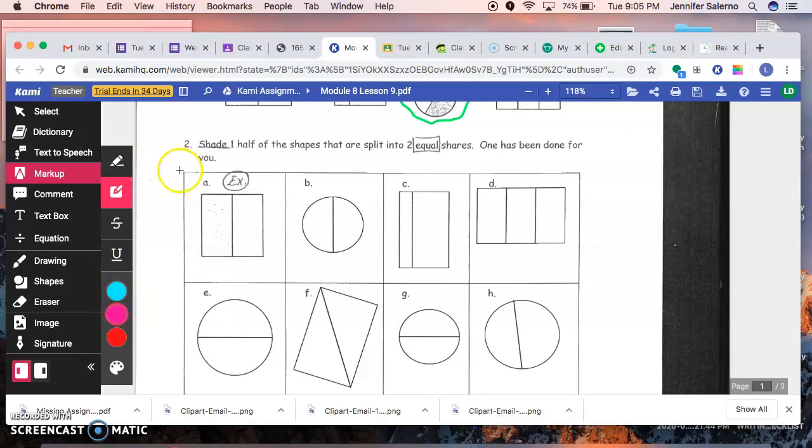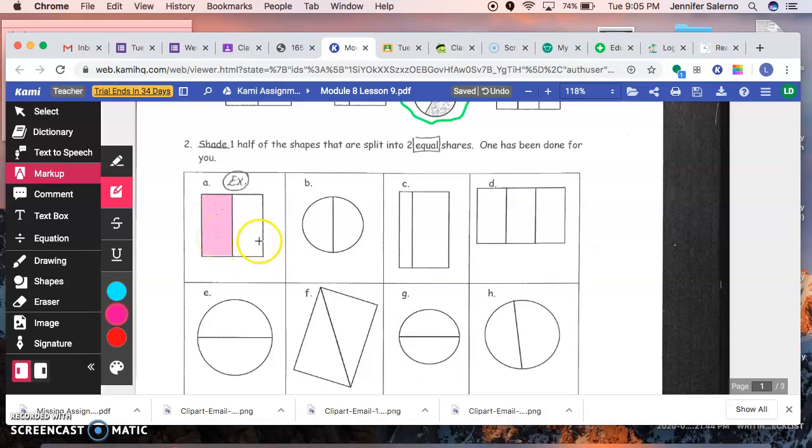So when I start with A, I see that this is split into 2 equal parts. Notice how they're equal. Okay, if I were to flip it over, it would be one on top of the other. So that's equal. So all I have to do, because I have 2 equal parts, is I'm going to shade in one side. This is why I like the highlighter. It's the best one for when you have shapes like rectangles and squares and things like that.